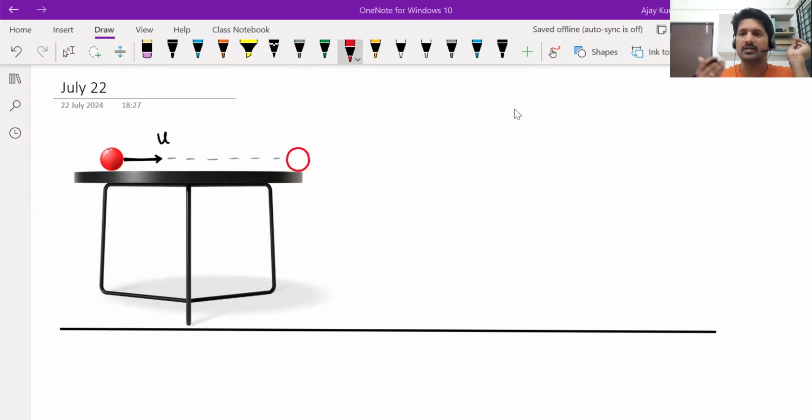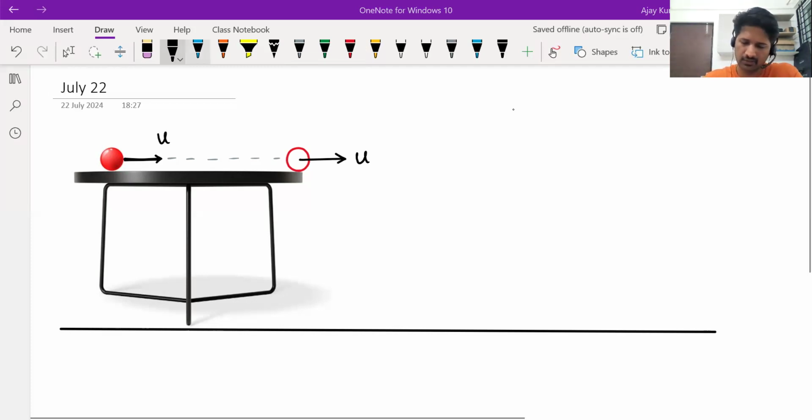Aishwarya, tell me what will happen after it reaches the edge of the table. We had just discussed that it will come to this point with the same velocity u. So when it reaches the edge also, it has that velocity u. What will happen after that? So the ball will fall down.